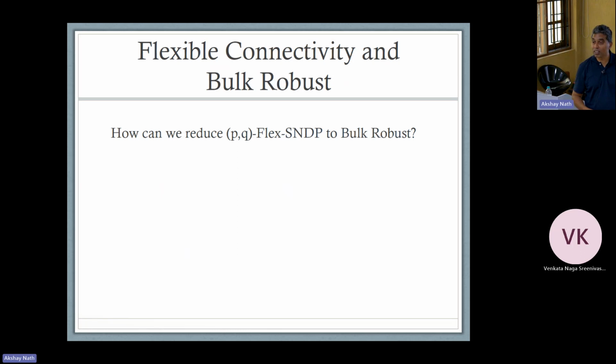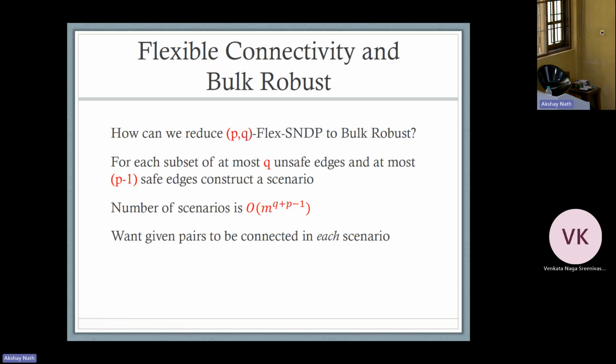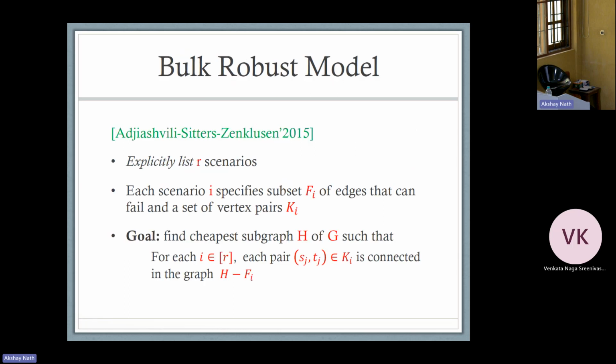You choose any Q minus one. No, there is a trick here. So what are the scenarios? Those are the unsafe edges. You have to do more work. A little bit more work. For each subset of at most Q unsafe edges and at most P minus one safe edges, you construct a scenario. Because this is only saying one connectivity. These edges fail and it still should be connected.